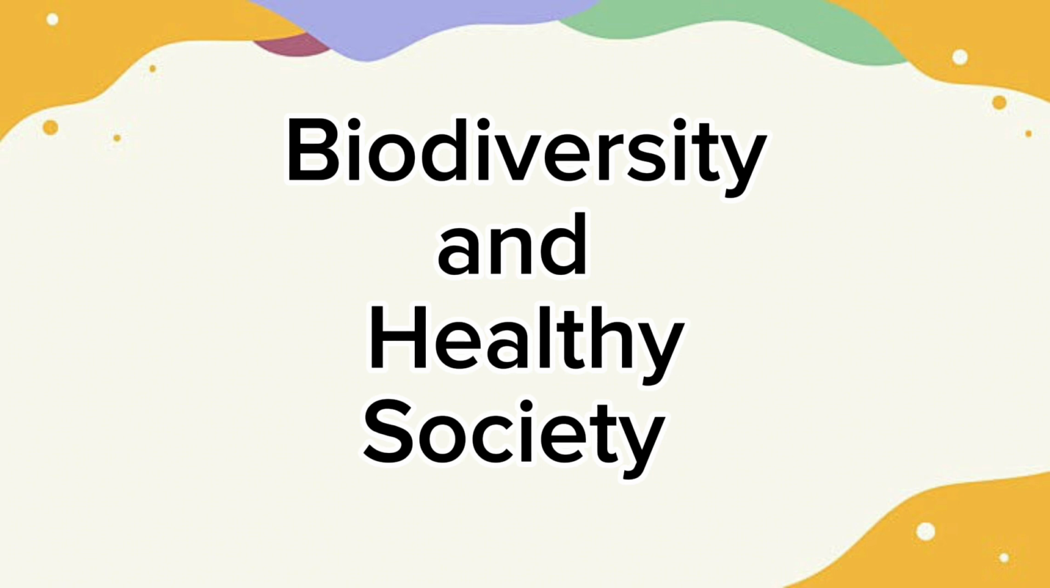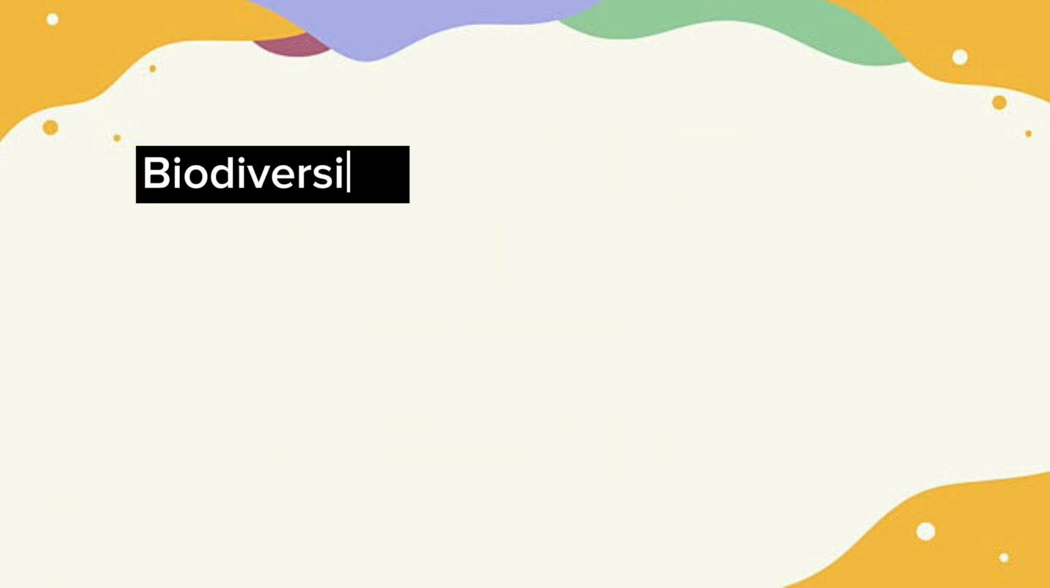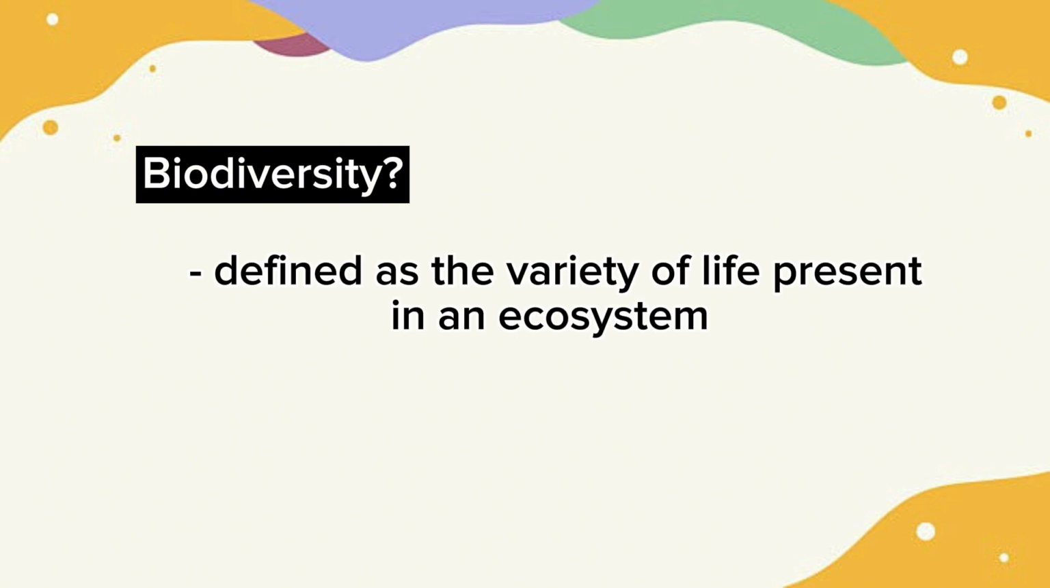In this section, we will discuss biodiversity and a healthy society. So let's start. Let us first define what is biodiversity. Biodiversity is defined as the variety of life present in an ecosystem. Biodiversity is important in how society benefits from it.